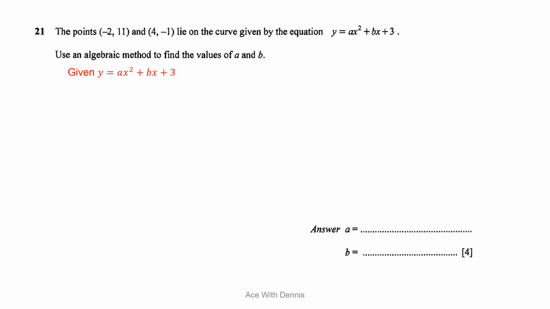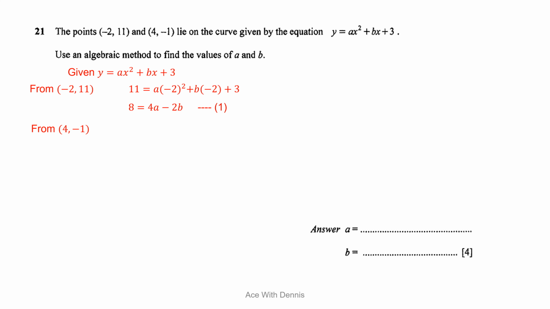Given the equation y equals ax squared plus bx plus 3, from the coordinates (-2, 11), which means that x equals -2 when y equals 11, we substitute these values into the equation. We get 11 equals a times -2 squared plus b times -2 plus 3. Simplify, we get 8 equals 4a minus 2b. I will label this as equation 1.